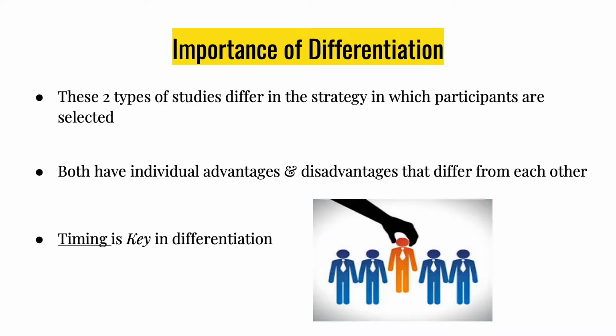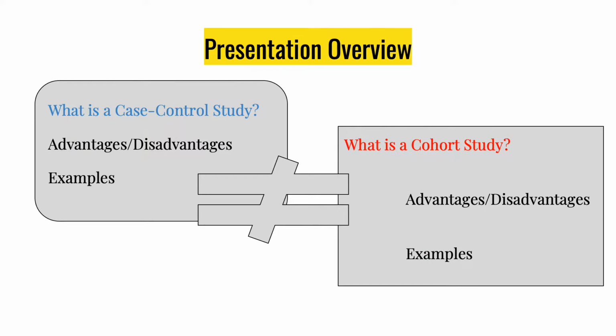Timing is key in differentiating between the two, if the participants are selected based on the disease outcome or based on a certain exposure. In this presentation, we will cover the important differences between case control and cohort studies, as well as discuss the pros and cons of each. In addition, we will provide some real-world examples to help apply these concepts.